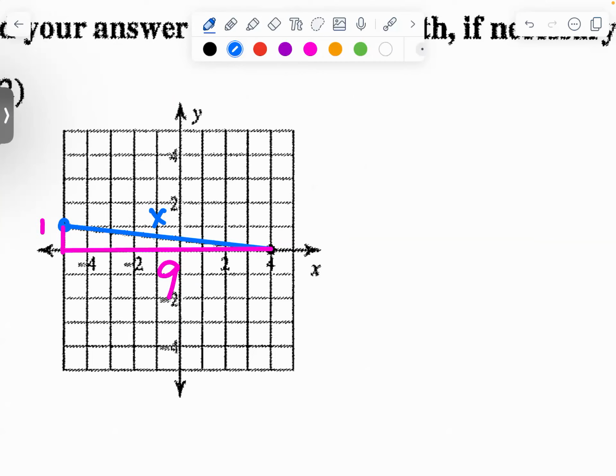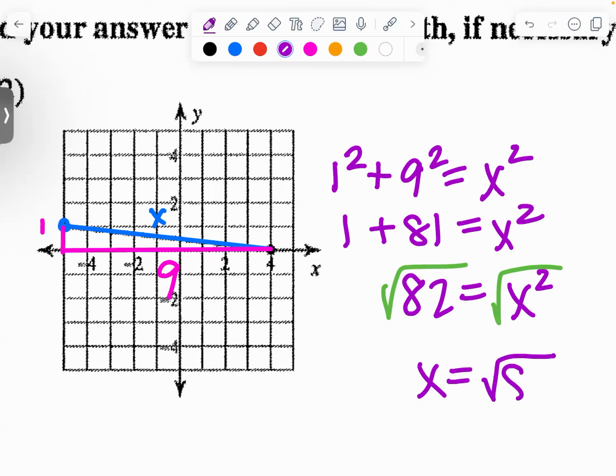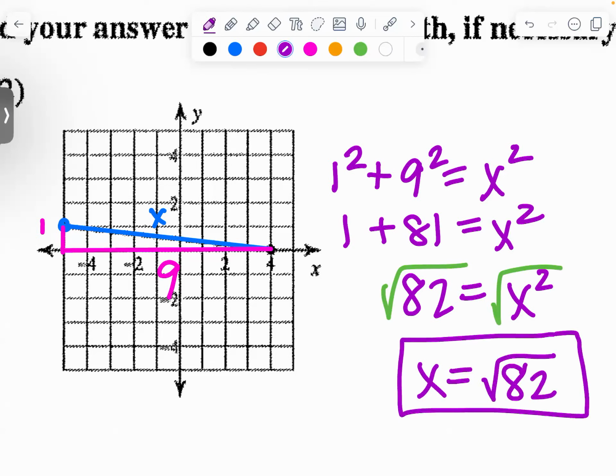All right. Kaylee, what are you getting for an answer? Okay, Kaylee has the square root of 82, because she took 1 squared plus 9 squared equals x squared. So she has 1 plus 81, giving her 82. To undo the square root, we're going to square root both sides. And don't forget to keep the square root on the 82 since it's not a perfect square.